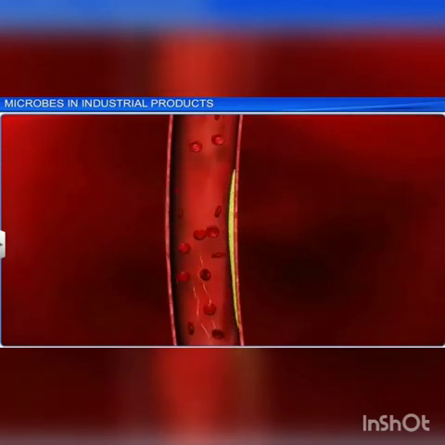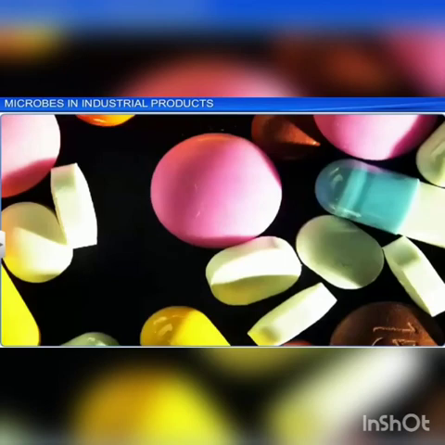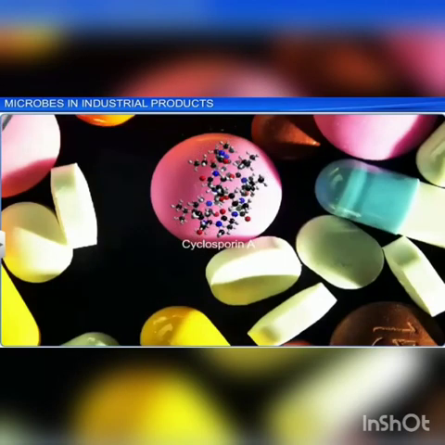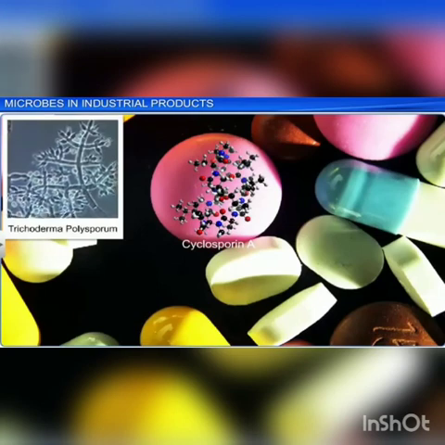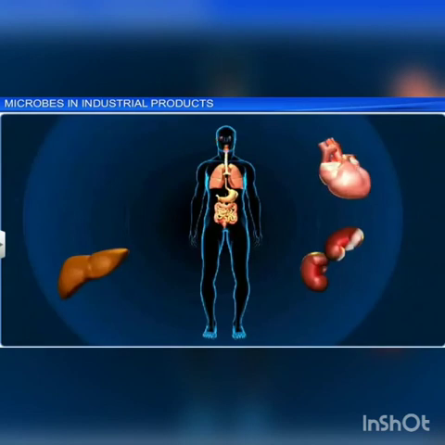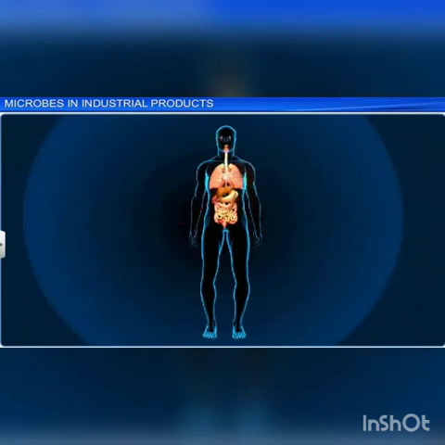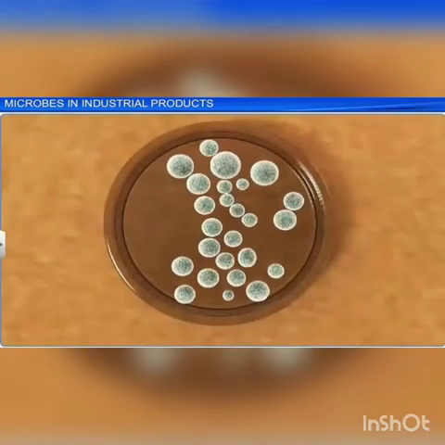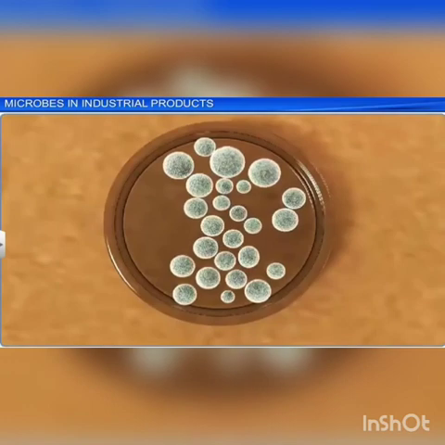Right? Cyclosporin A, an immunosuppressant used in organ transplantation, is produced from the fungus Trichoderma polysporum. Cyclosporin is an immunosuppressant, that means it suppresses the immune system during organ transplantation. It is used for its anti-inflammatory, antifungal and anti-parasitic properties.